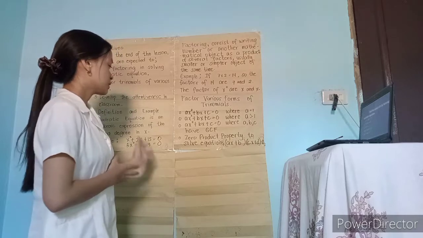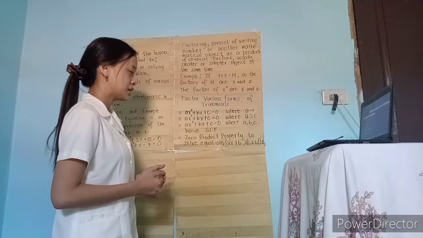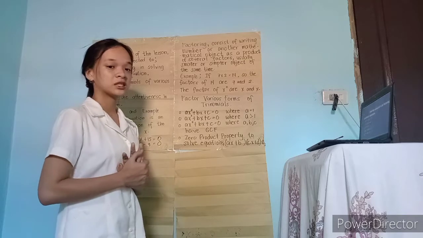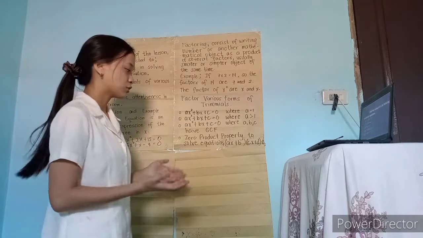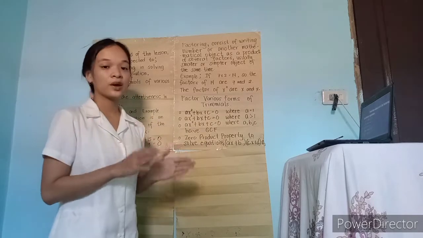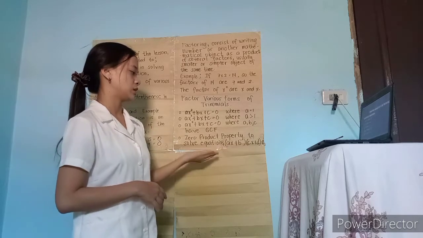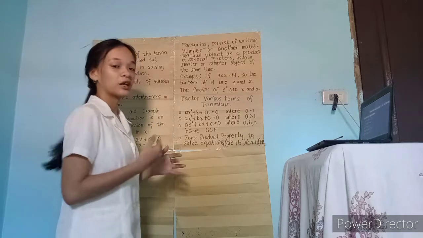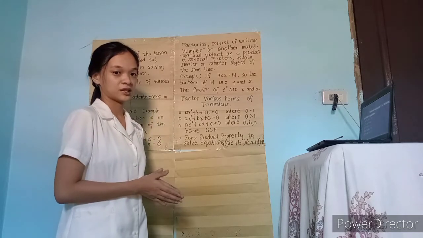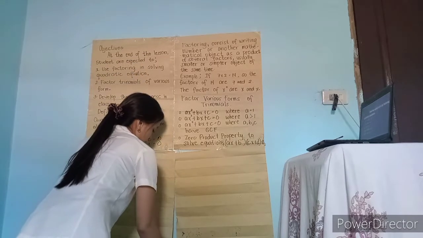Don't worry. Last is the zero product property to solve equations: ax plus b multiplied by cx plus d is equal to 0. After getting the factors like this, the two binomials, you need to equate each of them to 0, one by one. For example, ax plus b is equal to 0 and cx plus d is equal to 0. After that, we can get the value of x. So let's have an example.